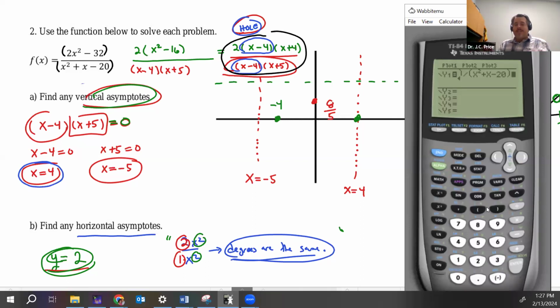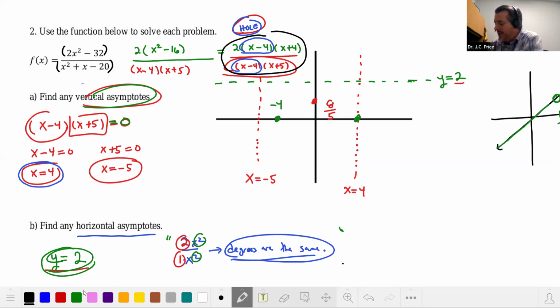And then we'll just do a negative 10 by 10 window again, guys. It's already set up, but if it wasn't set up, I would go to zoom, Z standard, and then hit enter, and let's see what happens here. Something weird should happen, because remember, we have a hole, I told you. Notice, there is a vertical asymptote here, but there's none over here, because why? There was a hole. So we need to go back and correct some of our work on this one.